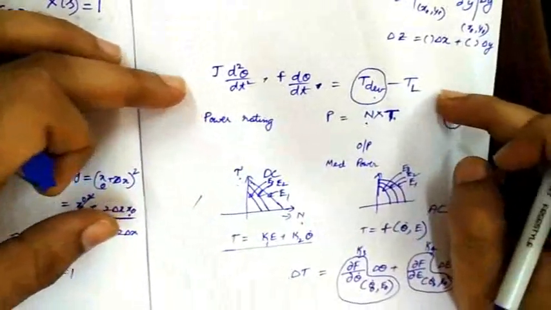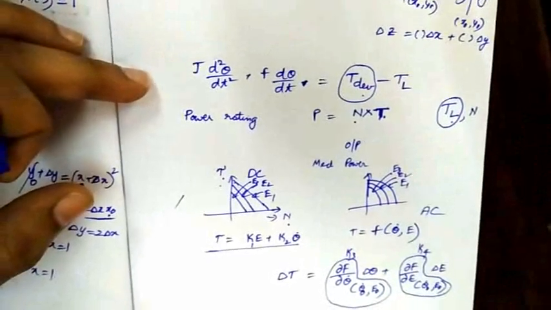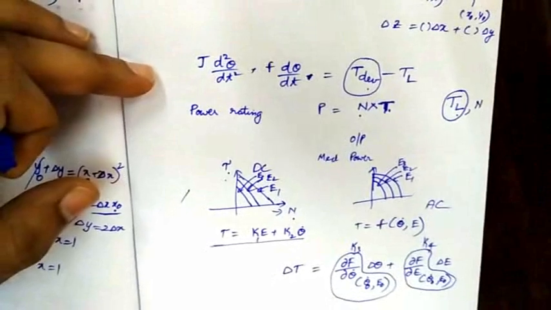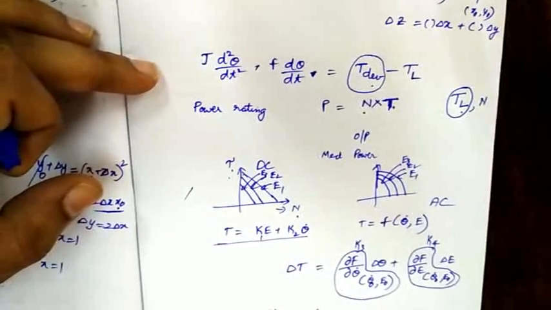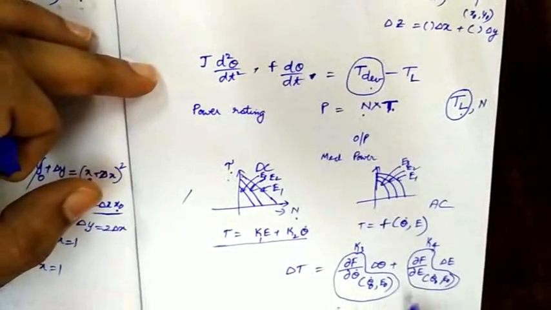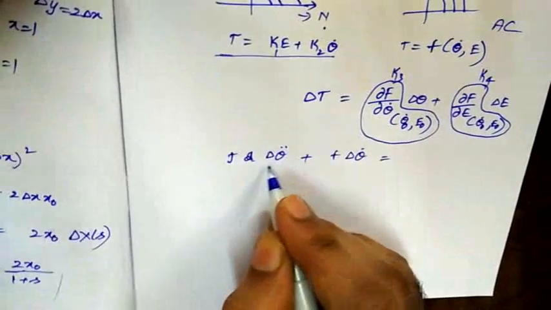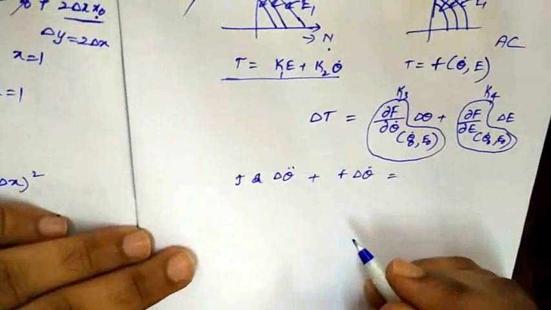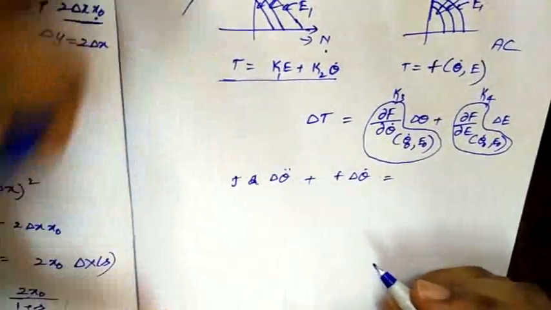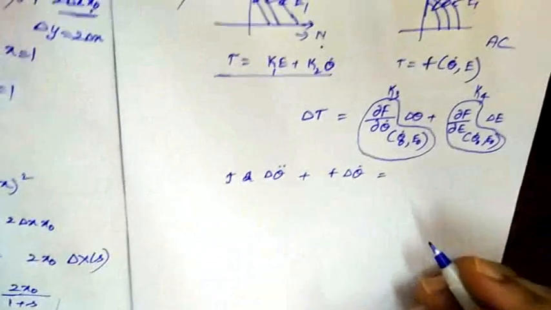So from the experiment we will find out this. If I substitute this, similarly I will get a differential equation. From here also I will get delta T, which is nothing but J into delta theta double dot plus F into delta theta dot, the same thing. Now if I apply the Laplace transform on both sides, I will get s square plus s, and I can obtain the transfer function. It is the incremental transfer function. So this is how we are linearizing. Is it clear? Any doubts? So now we can try.